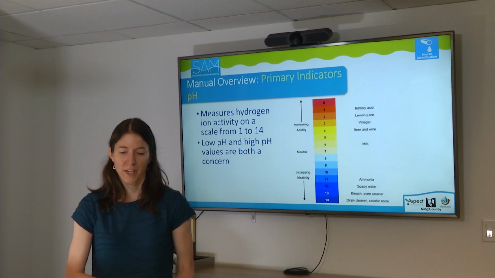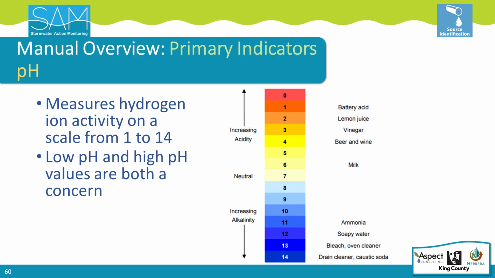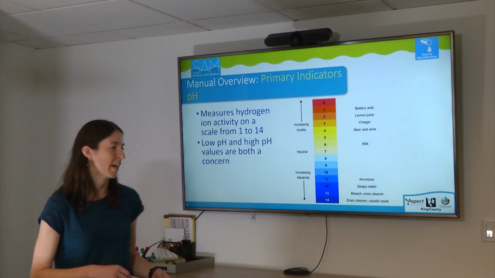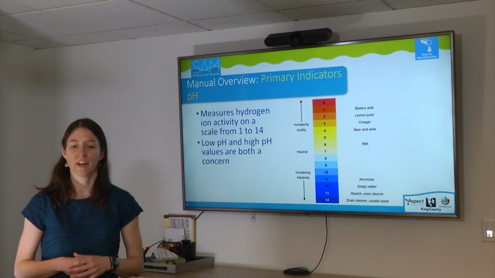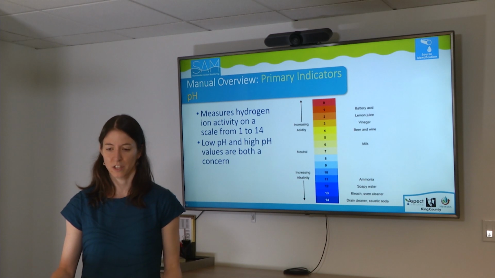Our next indicator in the manual is pH. So this is measuring hydrogen ion activity on a scale from 1 to 14. And as I mentioned earlier, both low pH and high pH is a concern for water quality and for investigating illicit discharges. So you can find this on page 79 in your manual or page 89 in the PDF. And here's kind of a range of some of the different things that you might find for high and low pH.